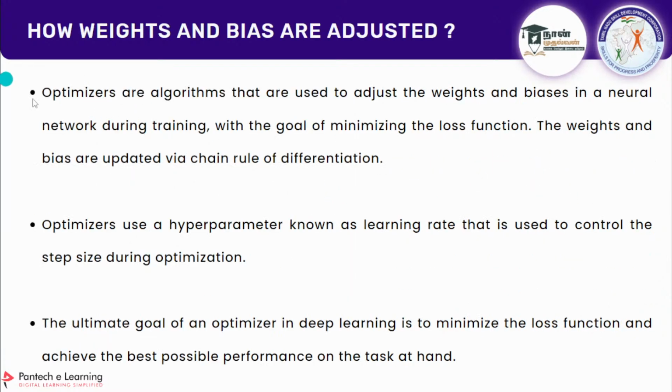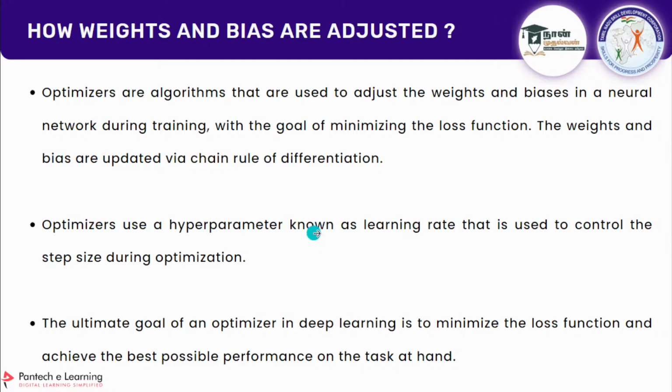Something known as optimizers are used here. What is an optimizer? Optimizers are algorithms that are used to adjust the weight and bias in a neural network during training, with the goal of minimizing the loss function. You want to just minimize the loss. The weight and bias are updated via the chain rule of differentiation. There is something known as the chain rule. We'll discuss that.